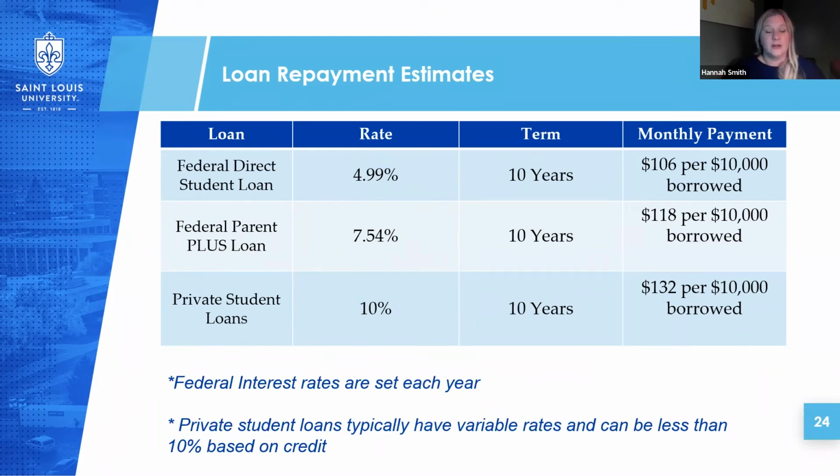So $106 per month per $10,000 you borrow in that federal direct student loan. For Parent Plus loan, as we talked about, $118 per $10,000 borrowed. And then for private student loans with that estimated 10% interest rate, you're looking at about $132.